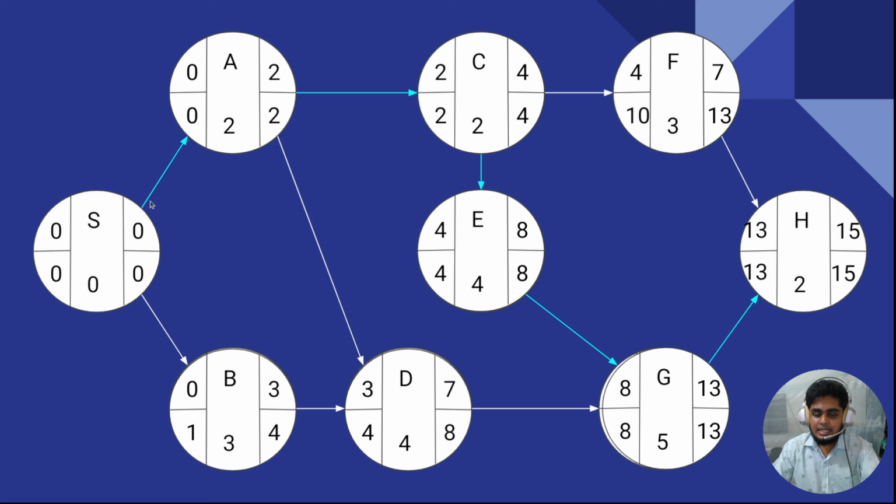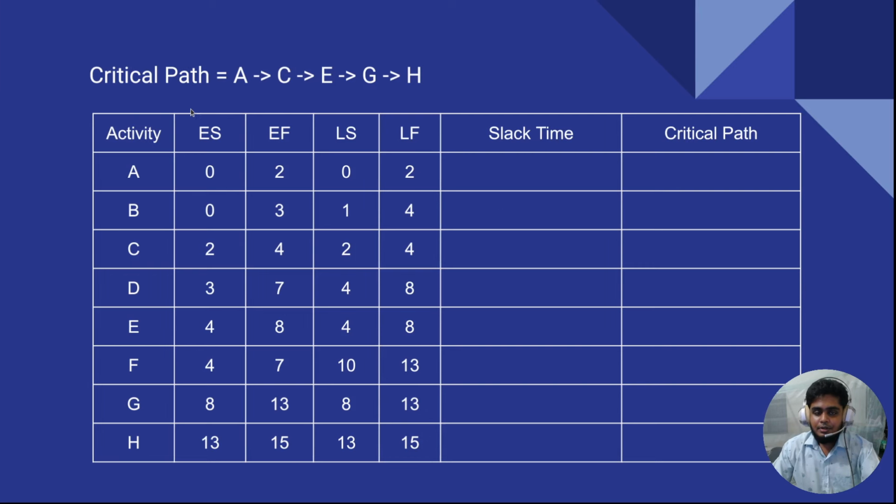So what is the answer? The answer is A to C, C to E, E to G, and G to H. So A to C, C to E, E to G, and G to H is the critical path, the first answer. So let's jump into the second answer, which is basically the slack time.